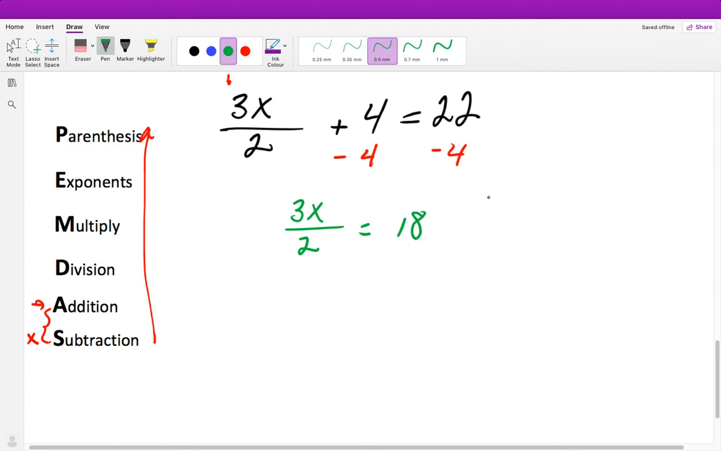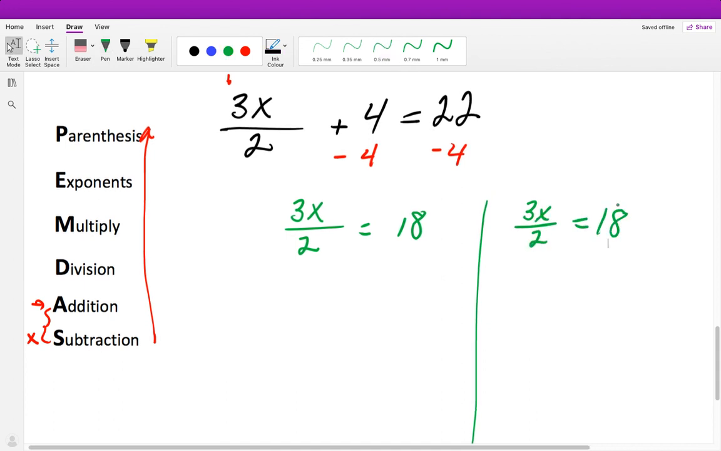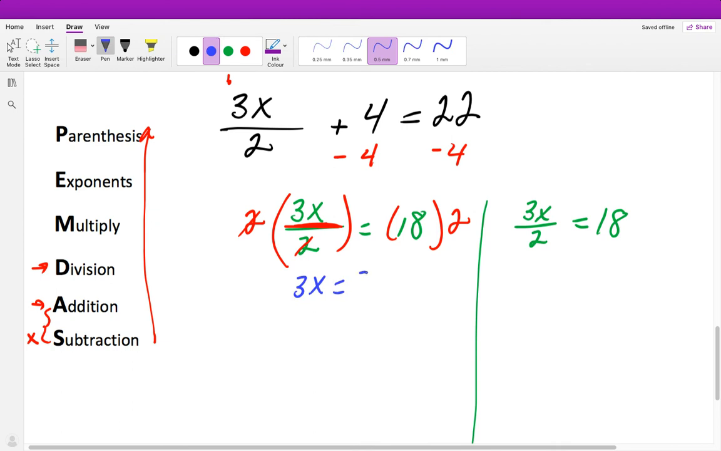I'm actually going to write this out twice, and I'll show you the two different ways that you can go about solving this. It really does not matter which method you choose, right? The first method is you can look at this and say, all right, well, the next thing I would do is division, and this is division. So that means that I can go ahead and get rid of my division through multiplication. So since I'm dividing by 2, I can go ahead and multiply by 2. So now I get 2 divided by 2, they will cancel out. And now I just get 3x is equal to 36.